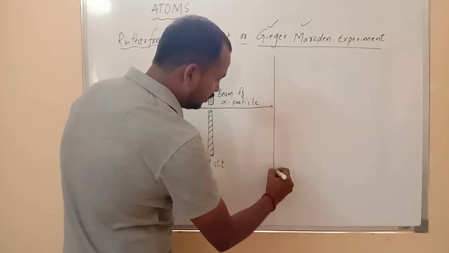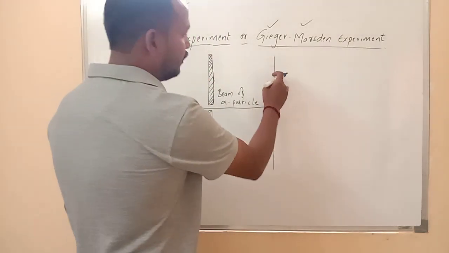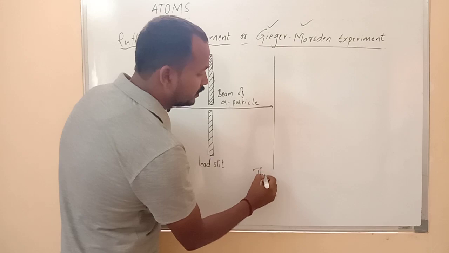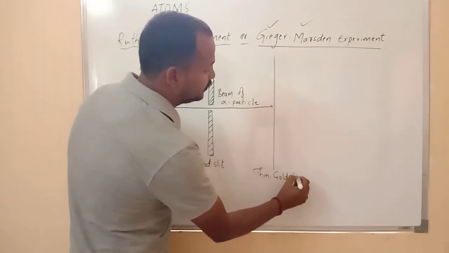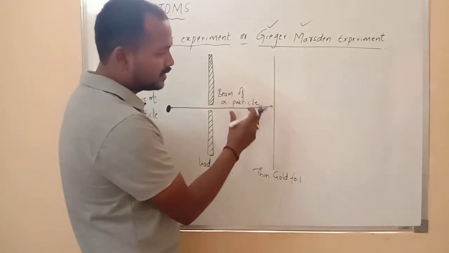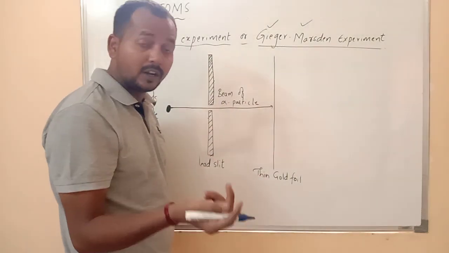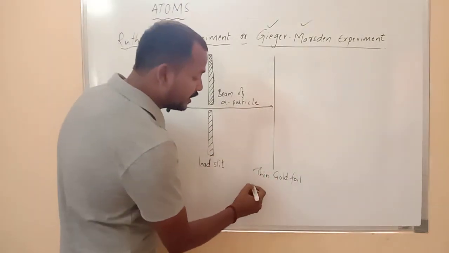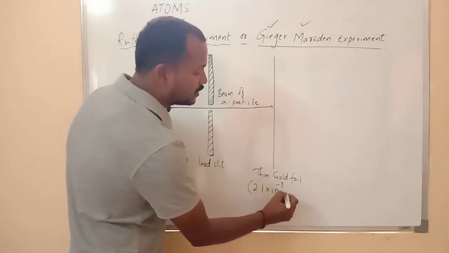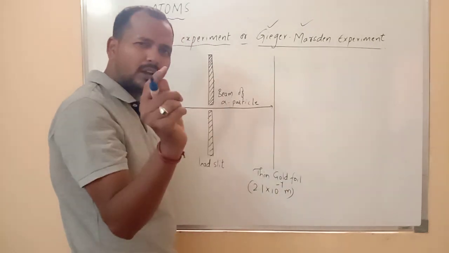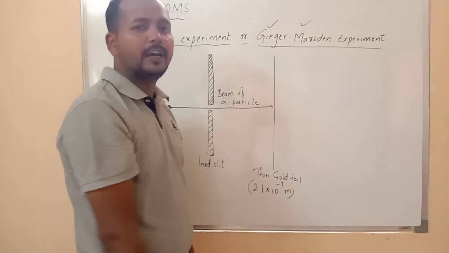I will repeat one more time: what material are we using here? Thin gold foil we are using. And what is the thickness of this one? We said that it's very thin. How much thickness is there? The thickness is said to be around 2.1 into 10 to the power of -7 meters. Such a very small thin gold foil we are using.